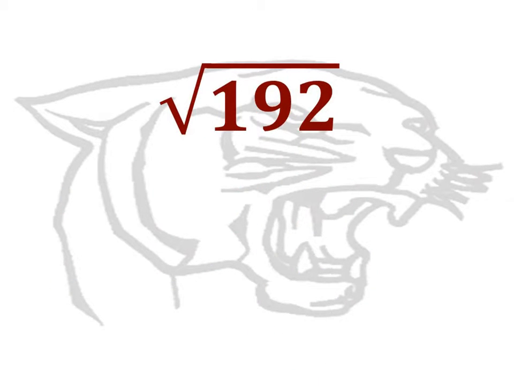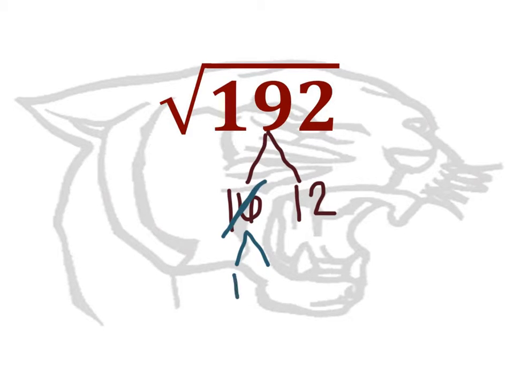Our next problem, the square root of 192. If you look at your multiplication chart that goes up to 20, we can find that 192 is a result of 16 and 12. So our factors are 16 and 12. Those can be simplified down to their factors. 16 is 4 times 4. 12 is 3 times 4.